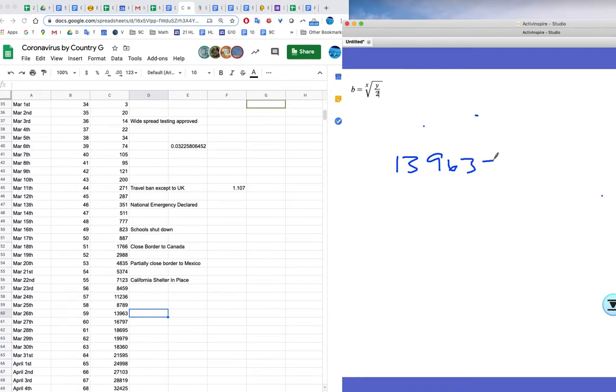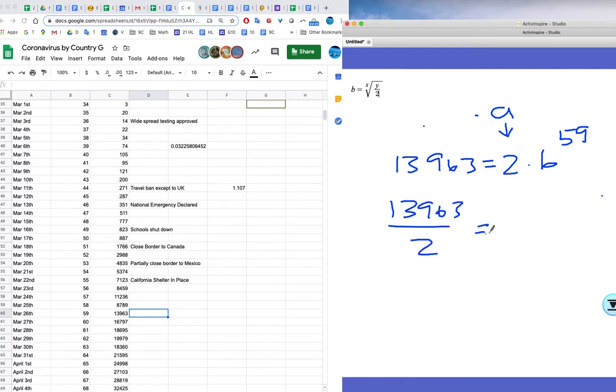13963 is equal to, I think you called your A value as 2, that's what I see here, times B, and my X is going to be 59, to the 59. And so then when you solve it, you divide it by 2, which is awesome. And this was then B to the 59. And then you wanted to do the 59th root.